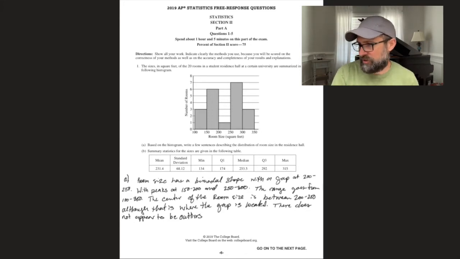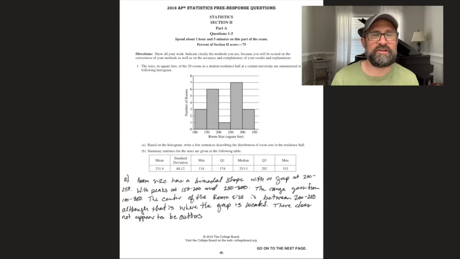I said it was between 100 and 350, so I gave the whole range. You could have talked about some smaller ranges from 150 to 250, or the interquartile range was between 50 and 150. You had to pick one of those measures of spread to get the full measure of it.